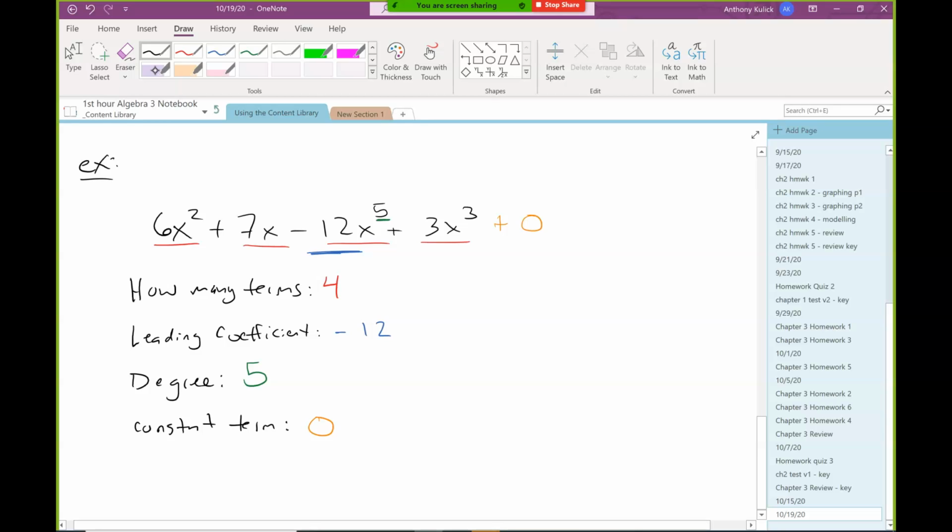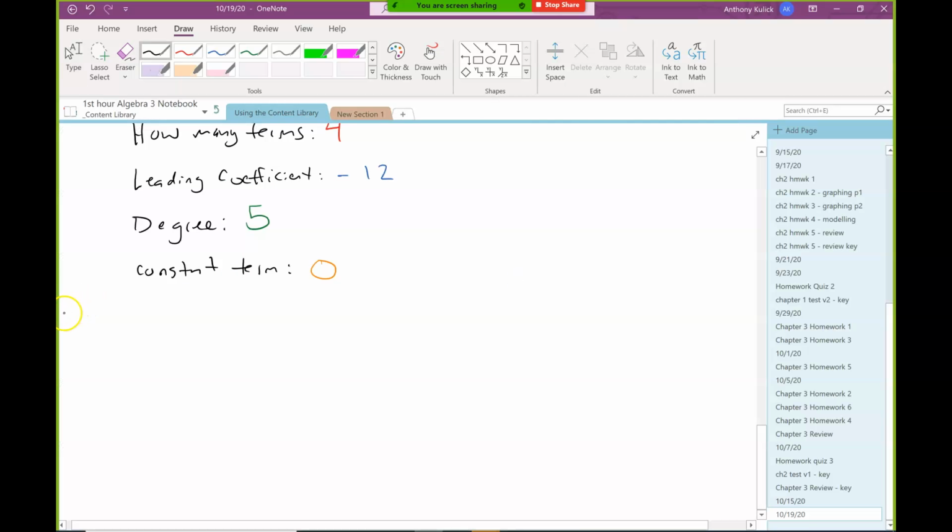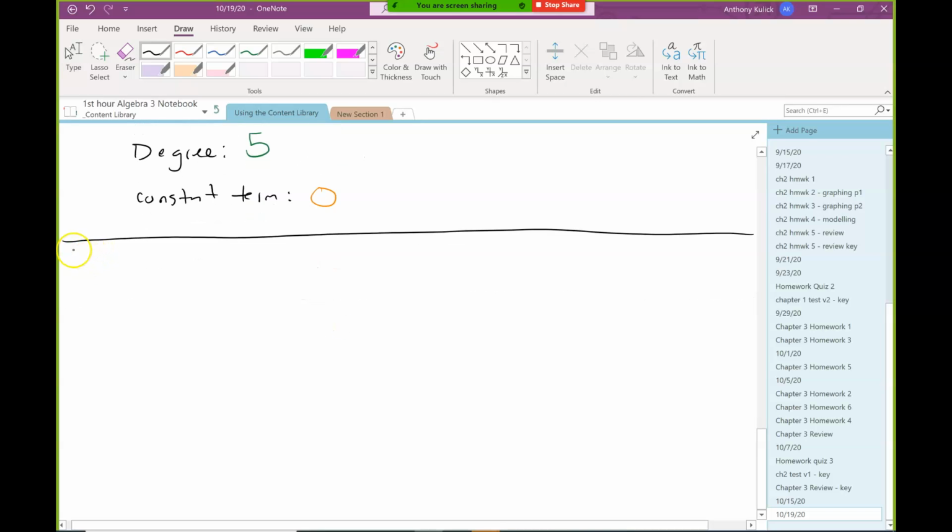Everybody feels okay about this with the vocab here? Okay. So we have 2 major ways to classify polynomials.